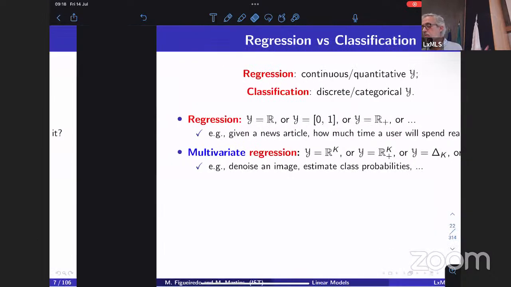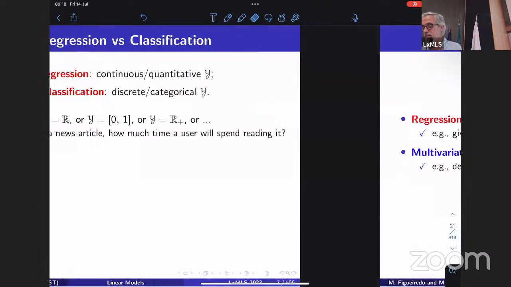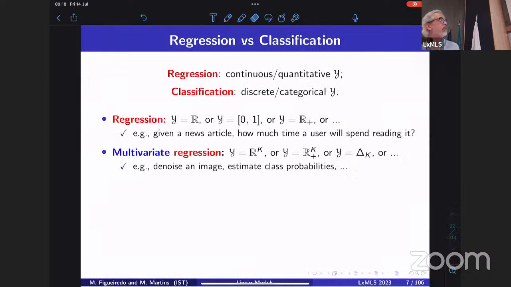There are countless examples of regression. All of science, essentially, is about regression. So in multivariate regression, you're predicting not one quantity, but a vector of quantities, say k quantities. It could be a signal, so the samples of the signal, it could be an image, the pixel values of the image. It can be the simplex, a notation we'll use later on. Let me put this in red because it's easy to see.